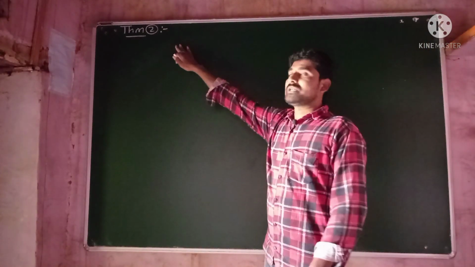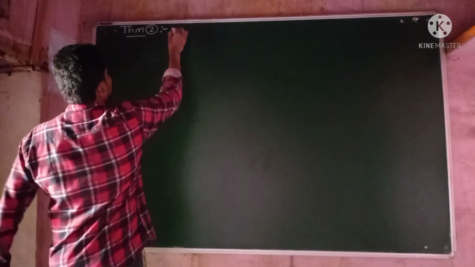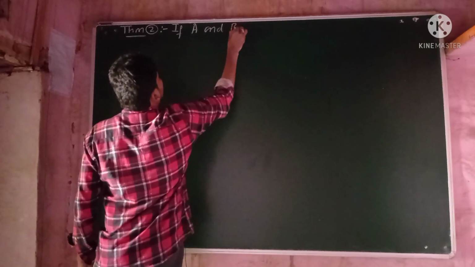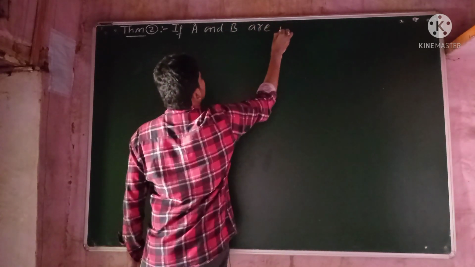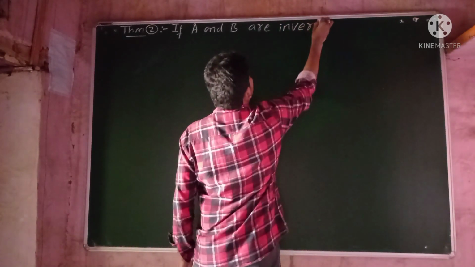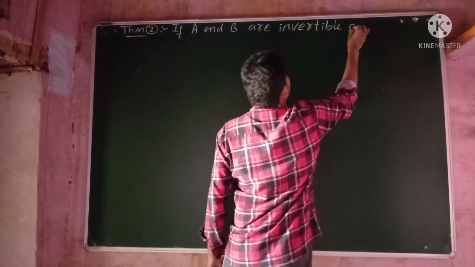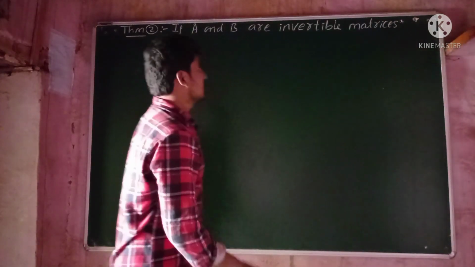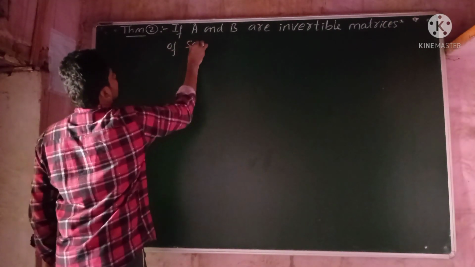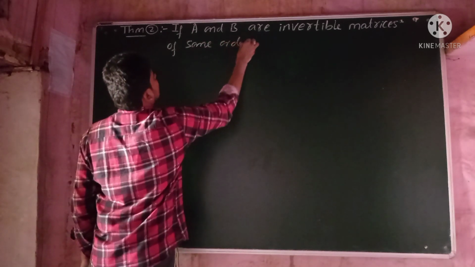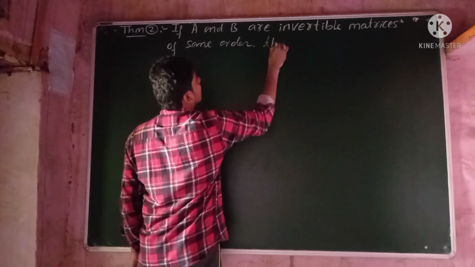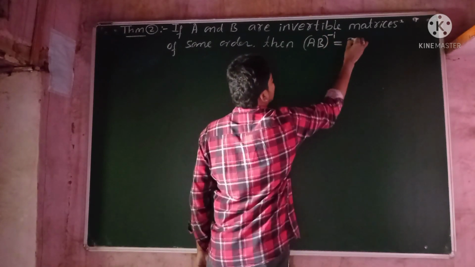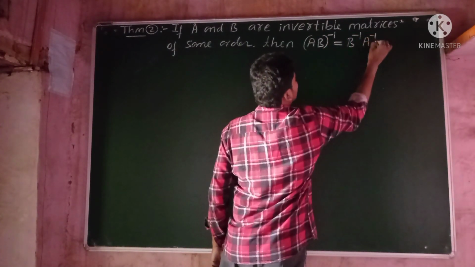Now the theorem number 2, and the statement of this theorem is, if A and B are invertible matrices of same order, then we need to prove that inverse of the matrix AB is equal to B inverse into A inverse.